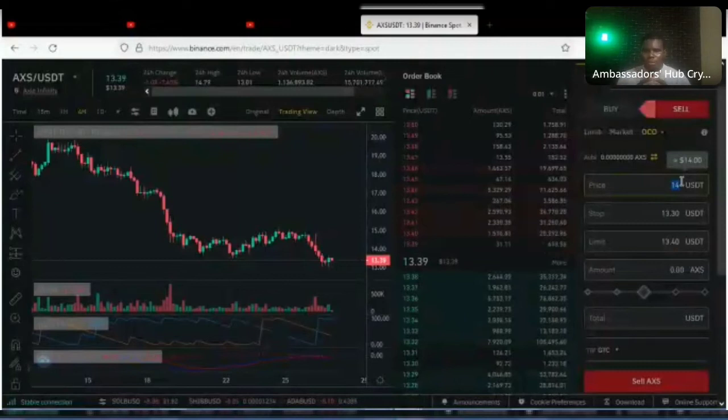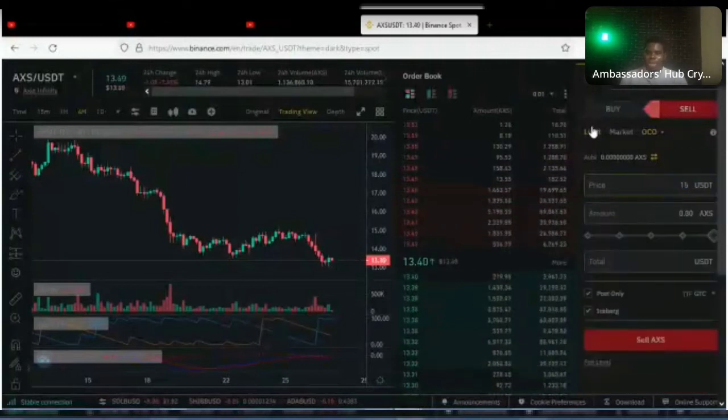Now, as I've said before, I don't use stop loss on spot trading. This is what I use on spot trading: limit. I enter the market at my convenient price, and I leave the market at my convenient price.